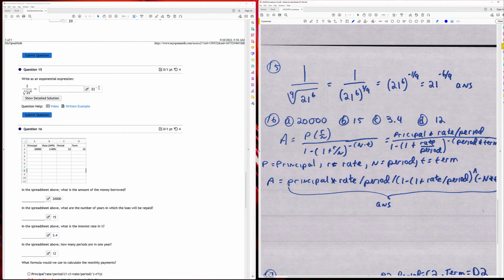Number 15, write as exponential notation. So I have 1 divided by the 9th root of 21 raised to the 6th power. So I'll rewrite this one here. Rewrite the root as raised to the 1/9 power. And then I bring it up to the top here. So I have 21 to the 6 raised to the -1/9 power. And I end up with 21 raised to the -6/9 power. And that's my answer there.